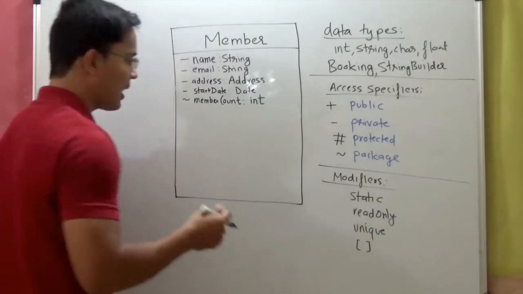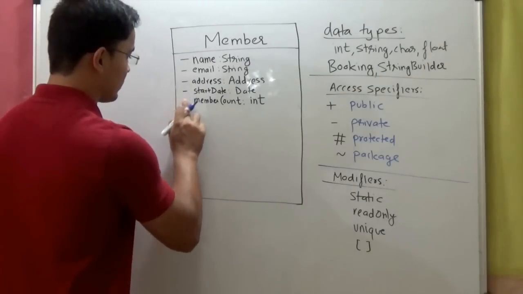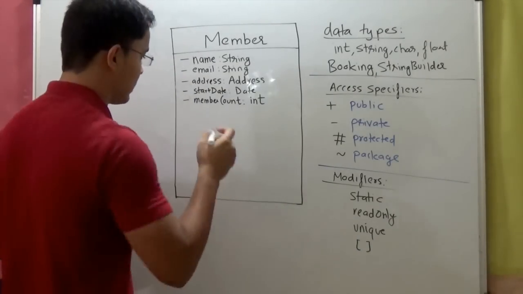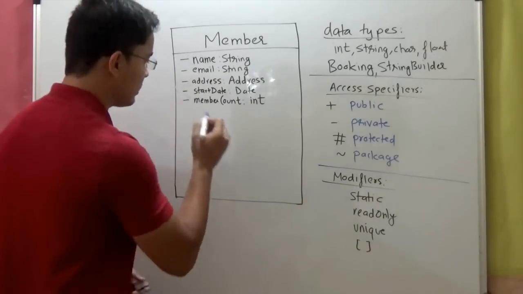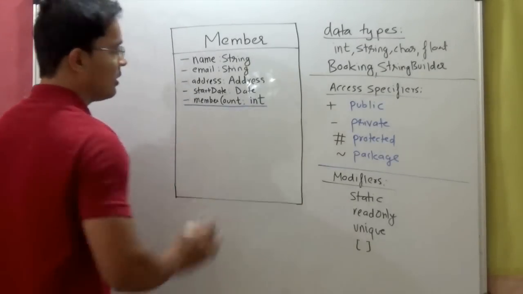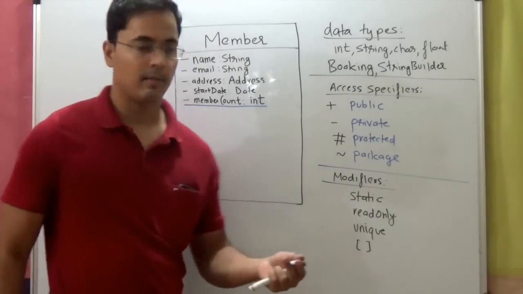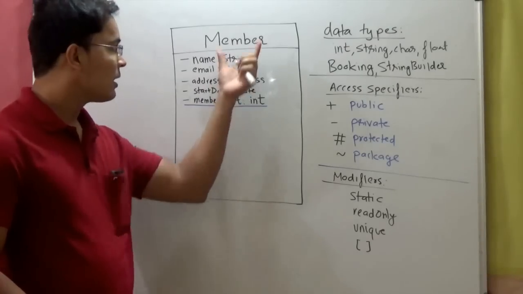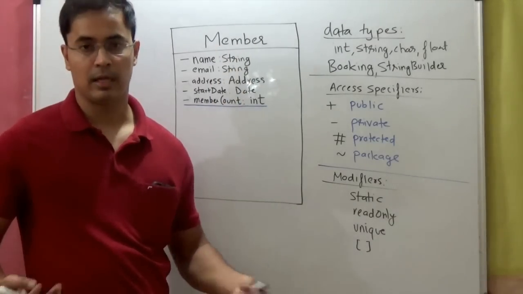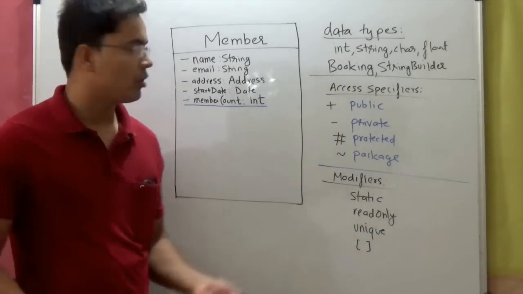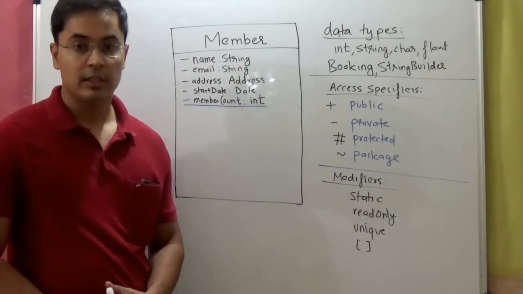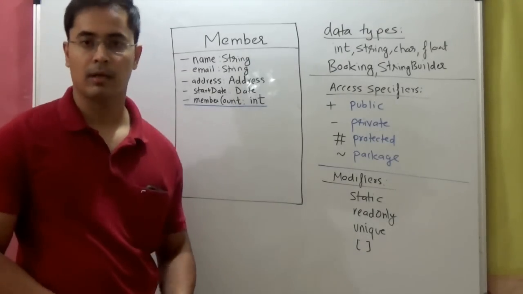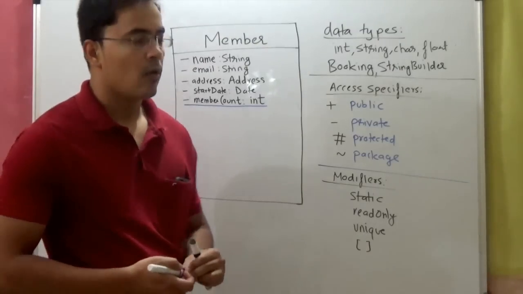Static. So you can make certain data members static. So I'll make this member count variable static. To denote a static data member, you have to underline it. So this is how you make a certain data member static. What it means is that this becomes your class level data member. That means all the objects of this member class will share a single instance, a single copy of this static data member count.